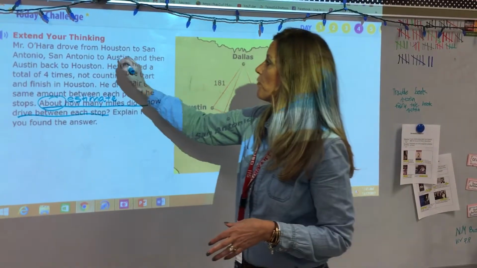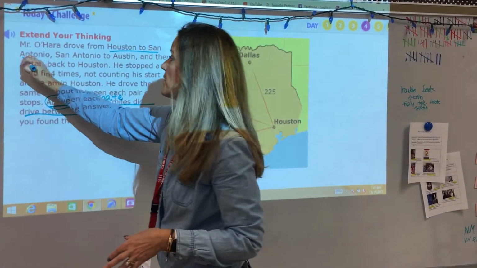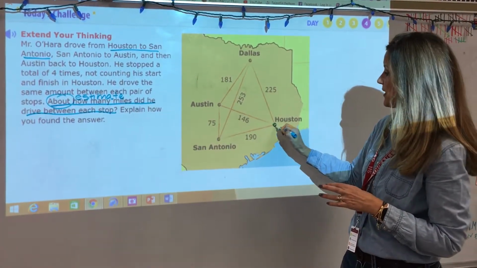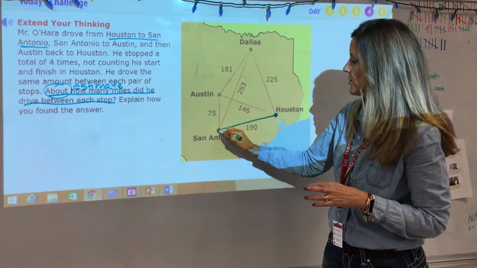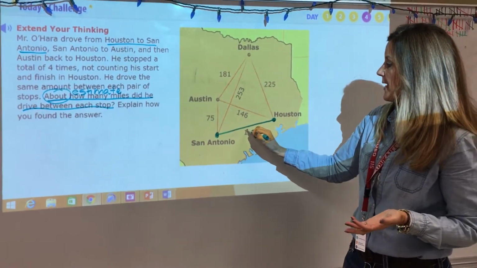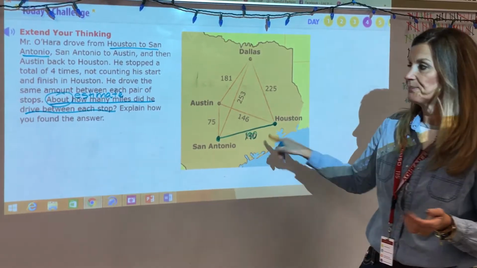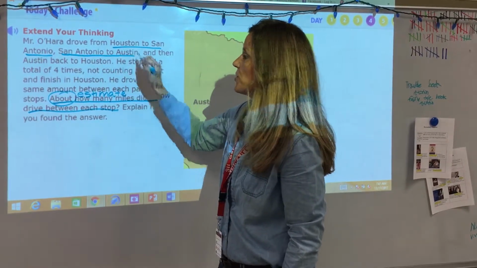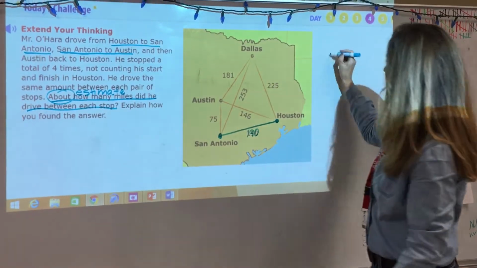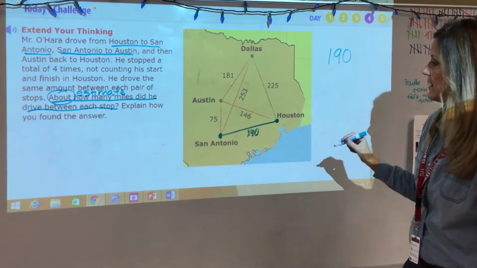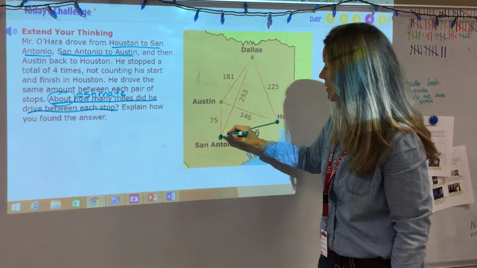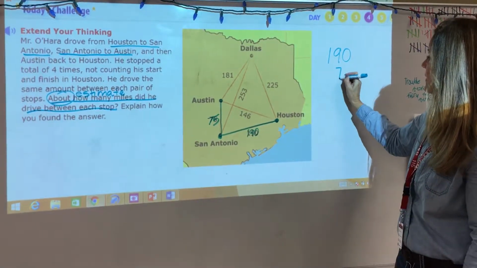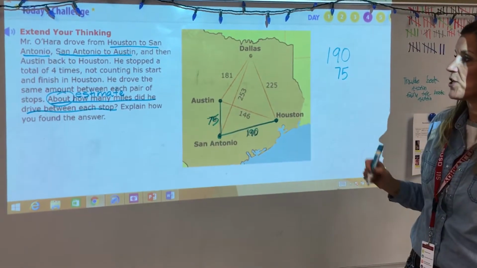He drove from Houston to San Antonio. So over here on this map, I'm going from Houston to San Antonio. And I'm seeing that it's 190 miles from Houston to San Antonio. He's going from San Antonio to Austin. So I'm going to put my 190 over here so I have it. San Antonio to Austin is right here, and that is 75 miles. And make sure you line it up so you don't get confused and you know you're talking about miles.